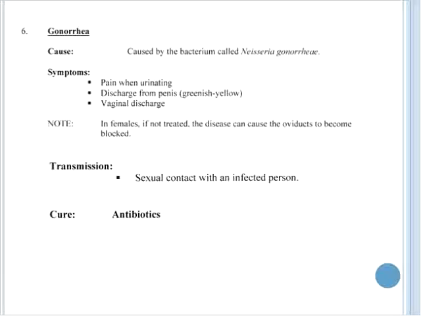Gonorrhea is another sexually transmitted infection. It's caused by a bacteria. Its symptoms include pain when urinating, discharge from the penis, and vaginal discharge. In females, if gonorrhea is not treated, the disease can cause the oviducts to become blocked. It's transmitted through sexual contact, and it can be treated through antibiotics as a bacterial STI.